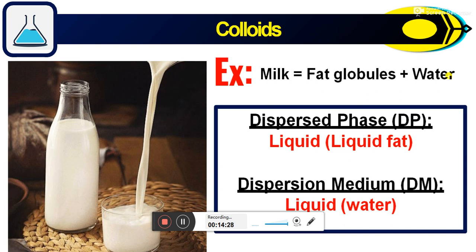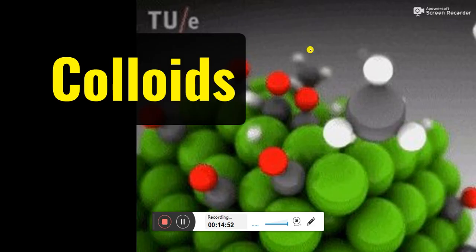Remember, you can see one example at the bottom. Milk is made up of fat plus water. If water is more, it is acting as the dispersion medium, and the fat is acting as the dispersion phase. When they are put together, they form a colloidal solution. Colloidal solution, here is the word you have to remember. Two terms are there now: dispersion phase and dispersion medium. The colloids are further classified.